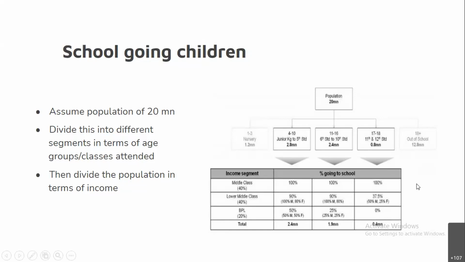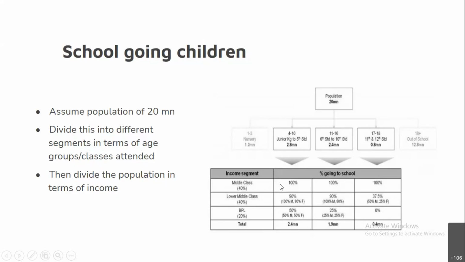Of course, it may not be true for all cases, but we are guessing, and you have a possible reasoning on why they might send all their children to school. So once you explain that, it's over. It's 100% for each of them. And they account for 40% of the population. And then the next segment will be lower middle class, and they also account for 40%.